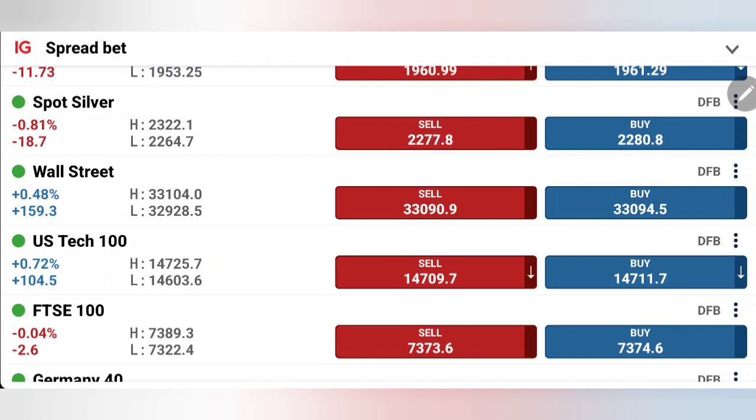So, what to expect with the US session from Tech 100 and Dow Jones? Which position should you take in order to profit? We're going to see with the help of charts and indicators. This is the second update for the day.